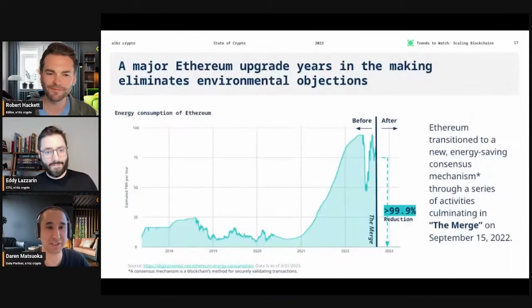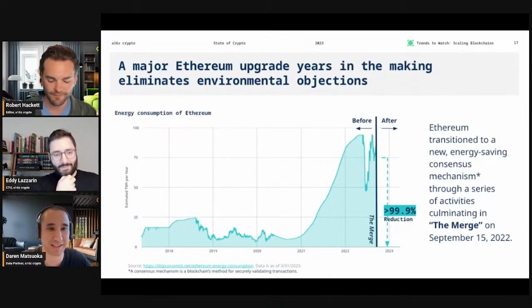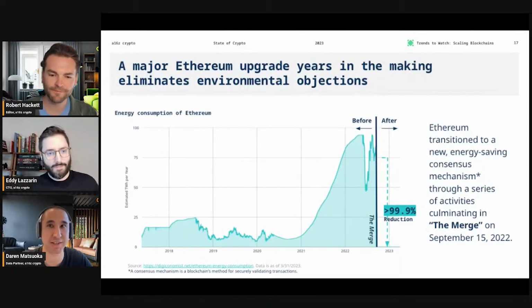Awesome. So speaking of infrastructure, we've been talking a lot about that. Since we released the last State of Crypto report, we saw Ethereum successfully complete its transition to proof of stake, which is super exciting for all of us. I think it will go down as one of the most significant upgrades in the history of open source software development. And the result, as you can see from the slide here, was a 99.9% reduction in energy consumption. Eddie and I were just talking about this the other day. It does seem like most of the environmental objections to using Ethereum have rightfully gone away. And I think that's fantastic for the industry.